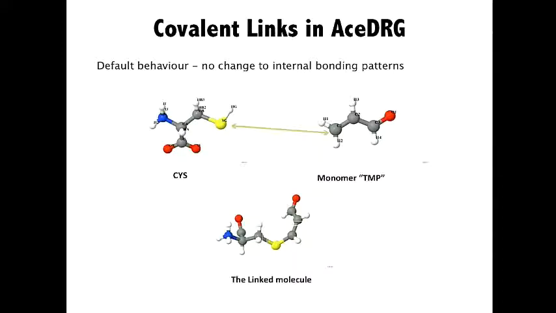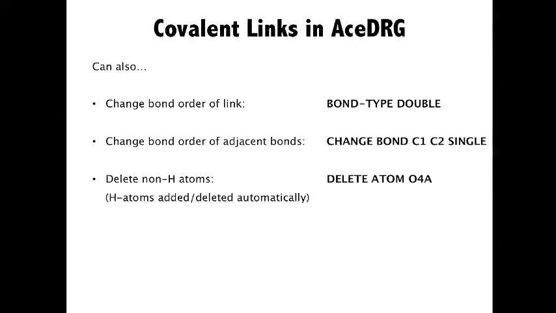So in this case, we've got our cysteine. We want the SG to be linked to the C1 in monomer TMP, in which case AceDRG will create a description for this combined linked molecule, along with a single bond by default. Indeed, if you wanted a double bond, you can change the bond order of the link, you can change the bond order of adjacent bonds, and also you can delete non-hydrogen atoms from either compound, noting that the hydrogen atoms are added or deleted automatically so as to make sensible chemistry.